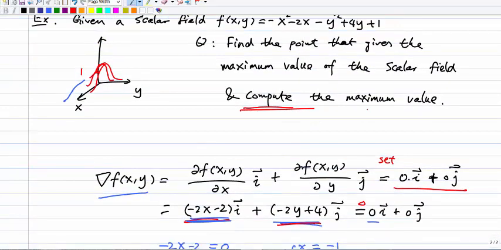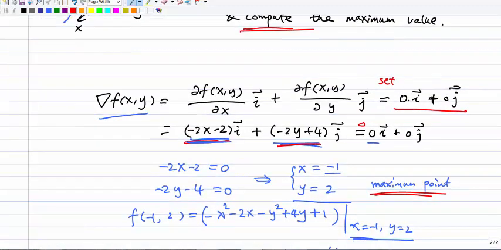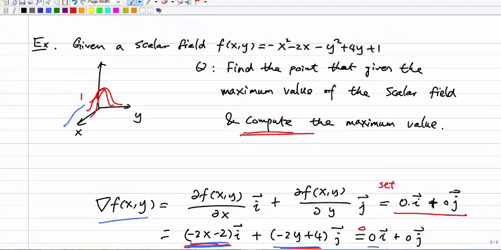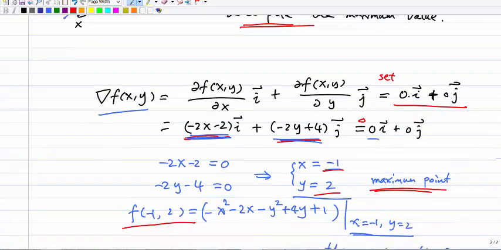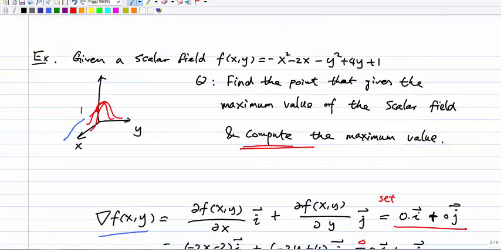I also need to compute the maximum value, which means I just replace x, y by this point and figure out the value I get. So I replace x by -1 and y by 2 in the function.